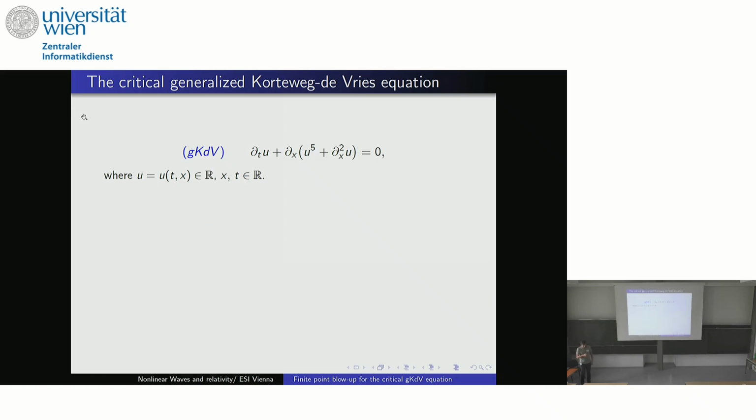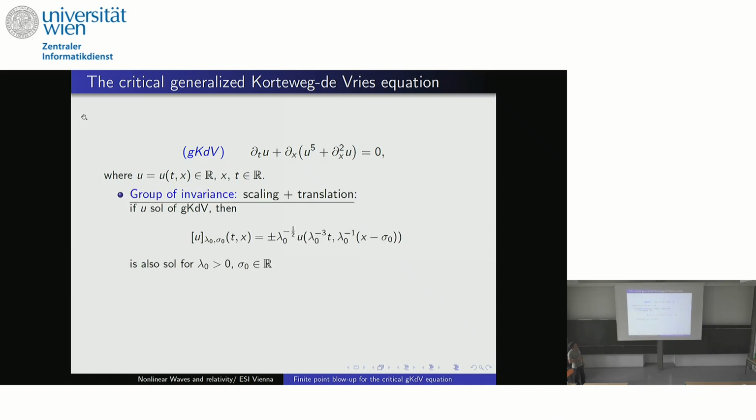Okay, so here I'm interested in the generalized KdV equation. So this equation, ∂_t u + ∂_x(∂_x² u + u⁵) = 0, and u is a real valued function. And here I look at solutions defined on the line. x is a space variable, and t is a time variable.